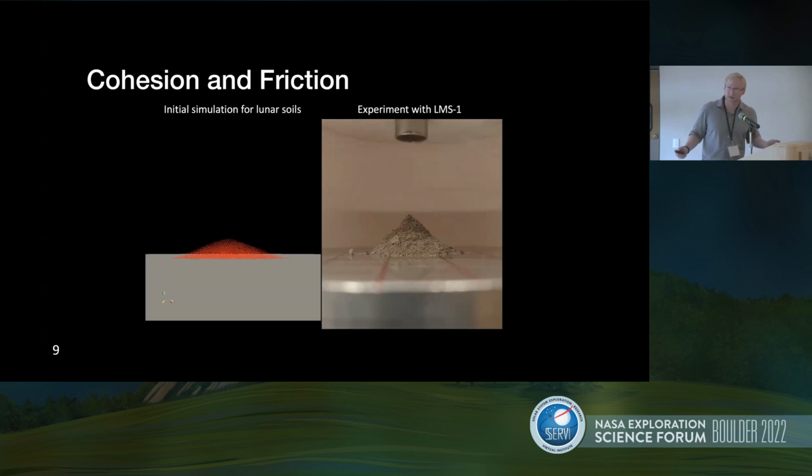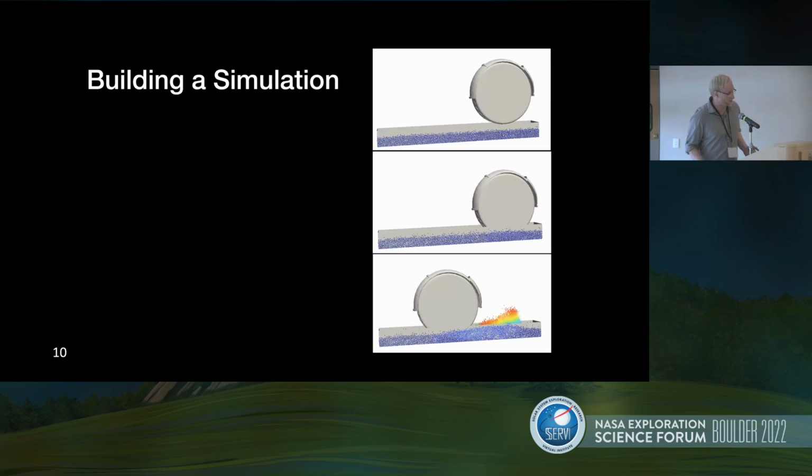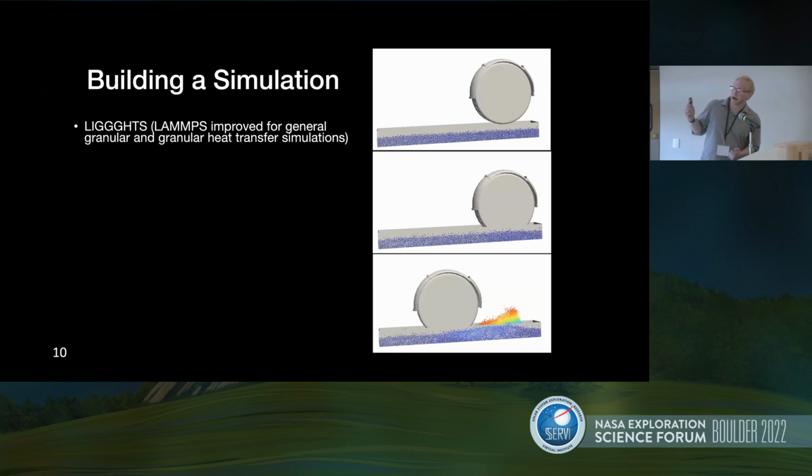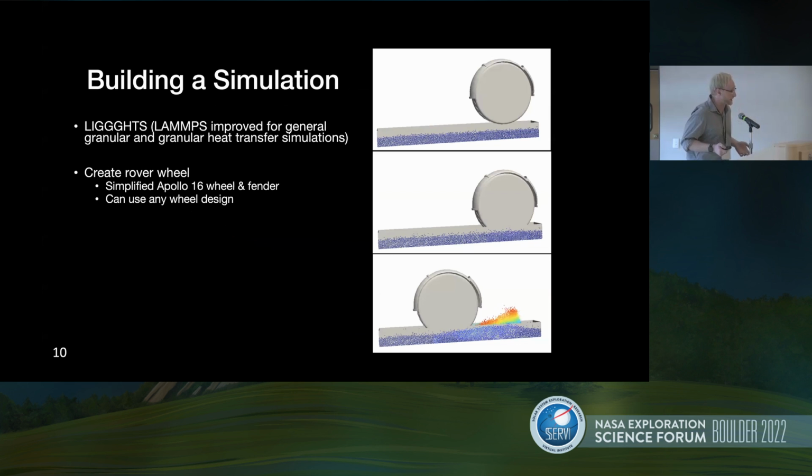So how do we build this simulation? We use LIGHTS. It's an open source discrete element modeling program to intake a CAD model of a simplified Apollo 16 LRV wheel and fender. But again, we can take in any design. If you have a CAD model of a tool or wheel you'd like to simulate on the surface, we can do that.